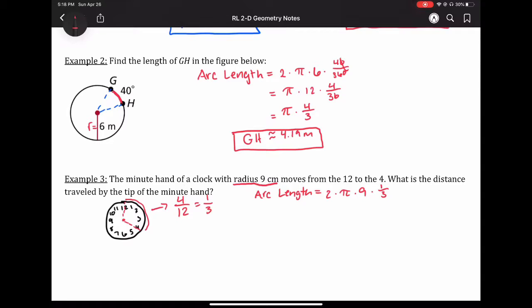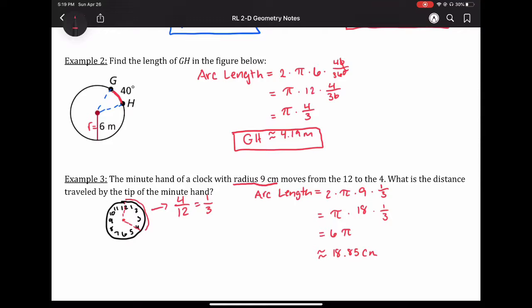Now we have 2 times 9, which is equal to 18. So I have pi times 18 times 1/3. This simplifies again: 18 times 1 is 18, and 18 divided by 3 is equal to 6. So what I really have is 6 pi. When I do 6 times pi, that gives me approximately 18.85 centimeters. So the distance traveled by the minute hand is 18.85 centimeters.